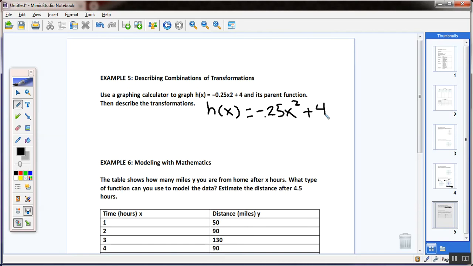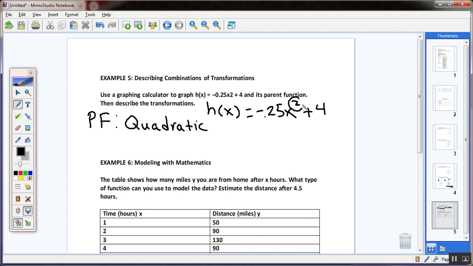It says h of x equals negative 0.25 x squared plus 4. It says, first of all, tell me a parent function. What's the parent function going to be, kids? Is it constant? Is it linear? Is it absolute value? Or is it quadratic? Quadratic. What makes it quadratic, kids? What makes this function a quadratic function?